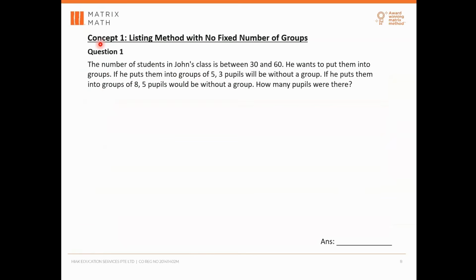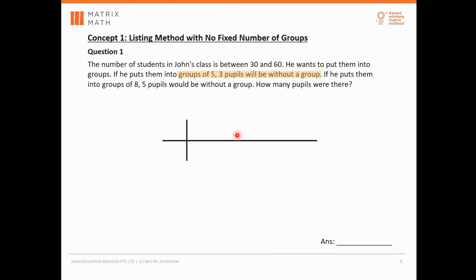The number of students in John's class is between 30 and 60. He wants to put them into groups. If he puts them into groups of 5, 3 will be without a group. If he puts them into groups of 8, 5 would be without a group. So how many pupils were there? In this question, we don't have a fixed number of groups because John is just grouping them into groups. We don't have any fixed number of groups that he wants to put them into. So this question will use the listing method.